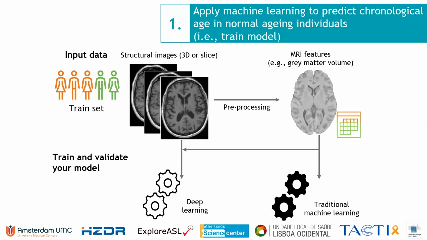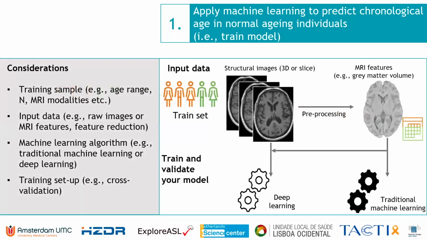So if we go from the structural images and we actually want to do the traditional machine learning model, we have to do the pre-processing, the segmentation, and so on, to get to the Excel sheets and to be able to apply it. Whereas for deep learning, it can use the images itself or slices as well.